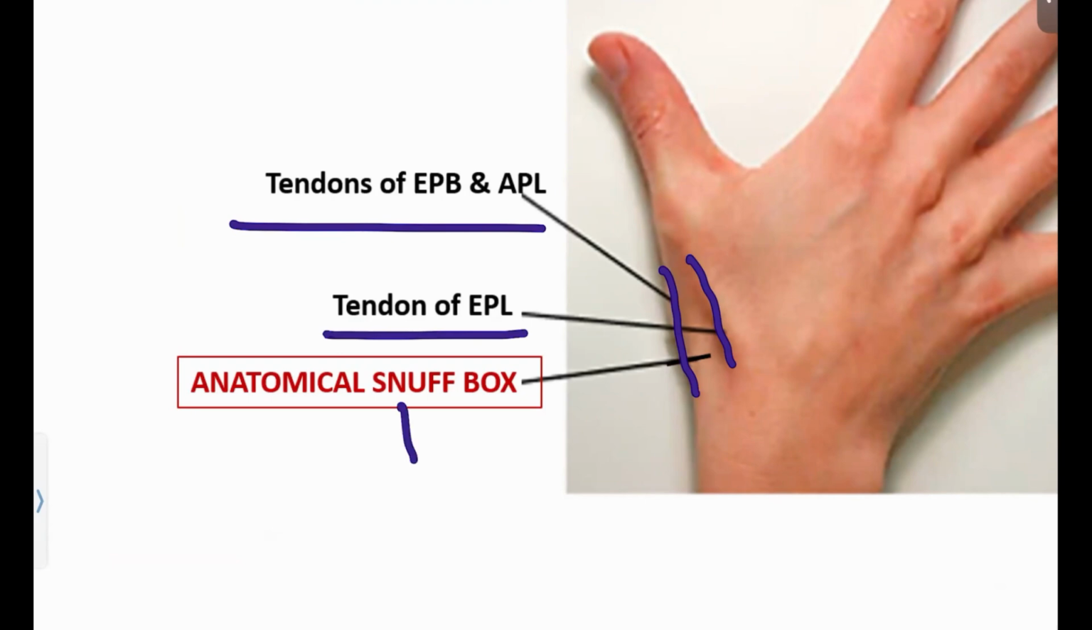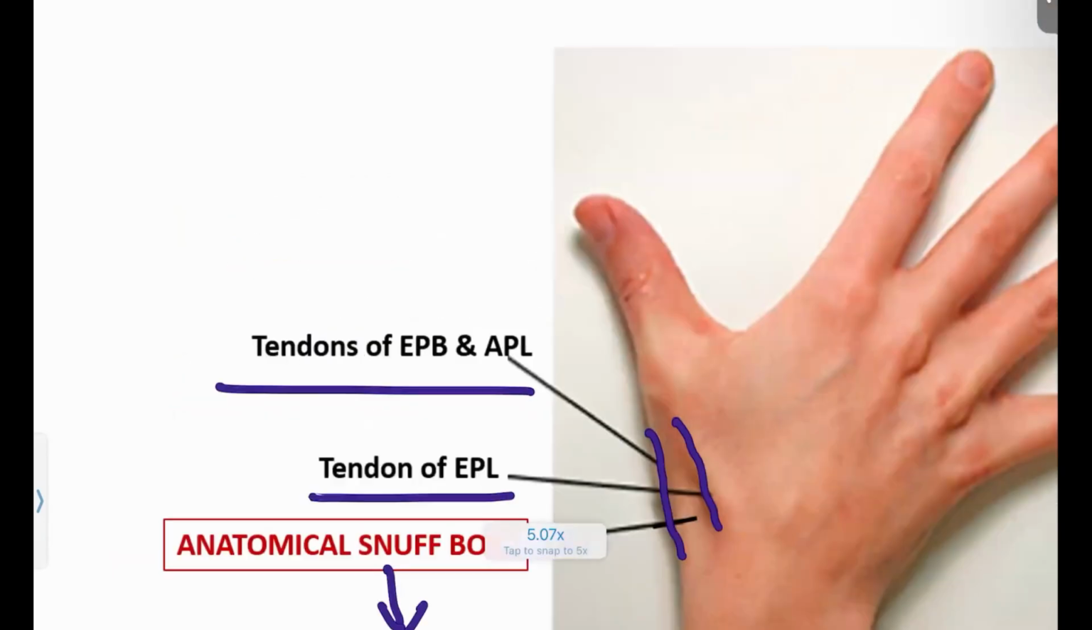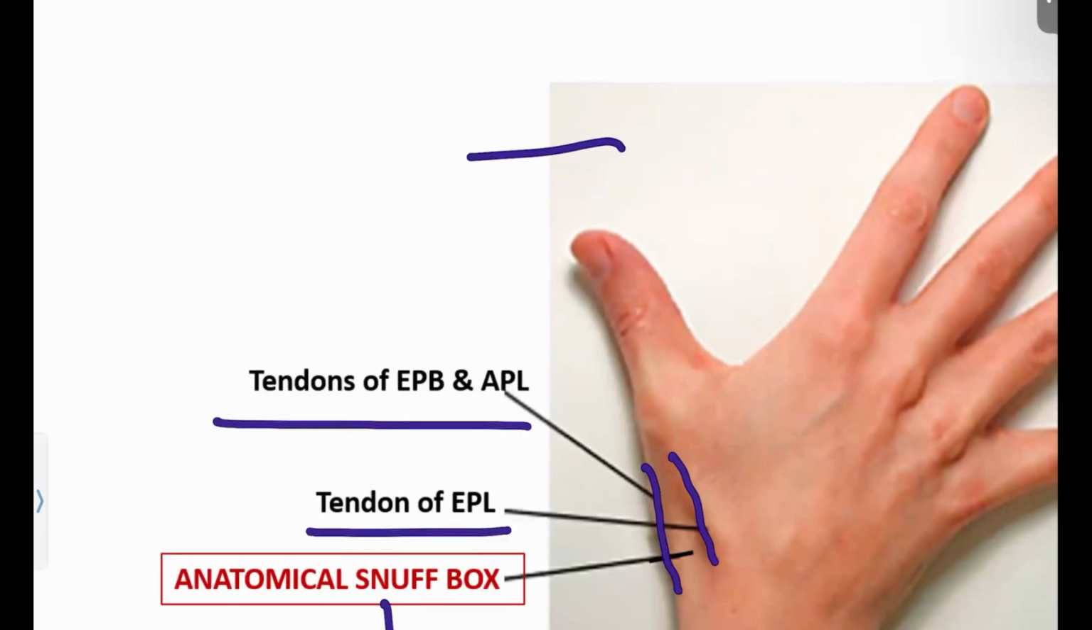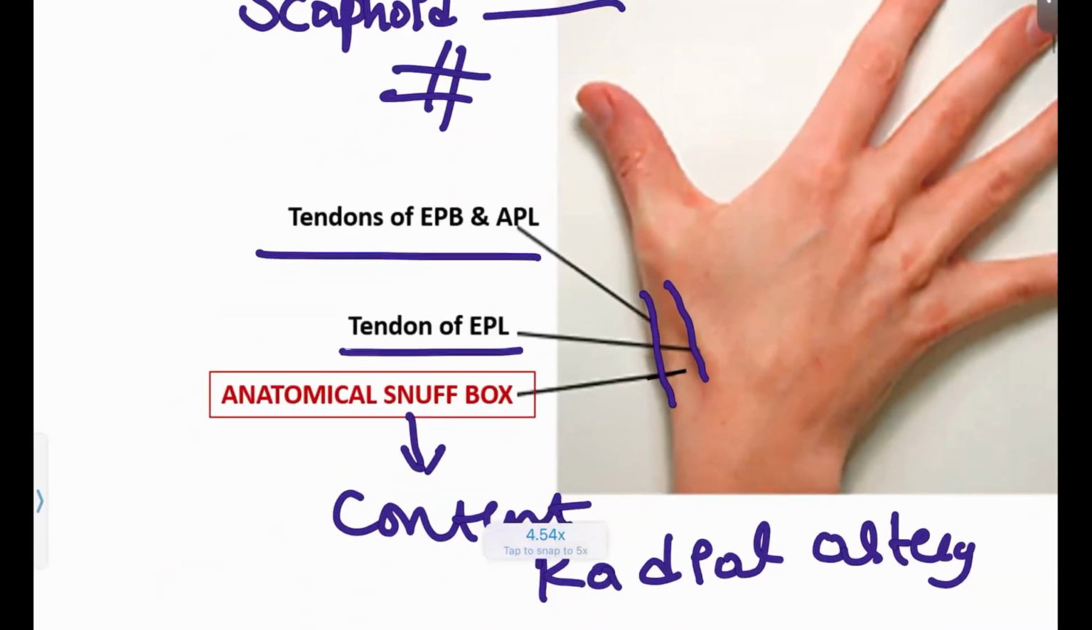And whatever the content, the content of this one will be the radial artery. Okay, the patient has the radial artery. If the patient has an injury and this anatomical snuffbox is very painful, why? Because of a scaphoid fracture. Okay, scaphoid fracture. That's why the patient has the pain.